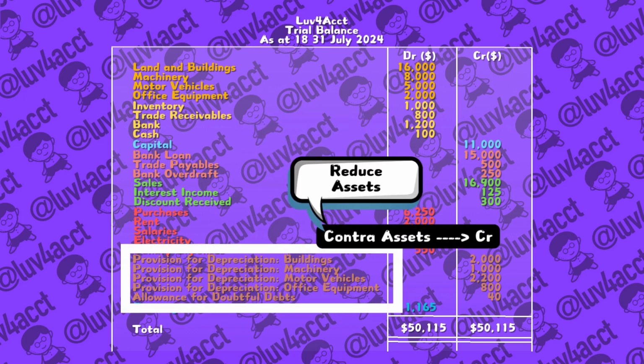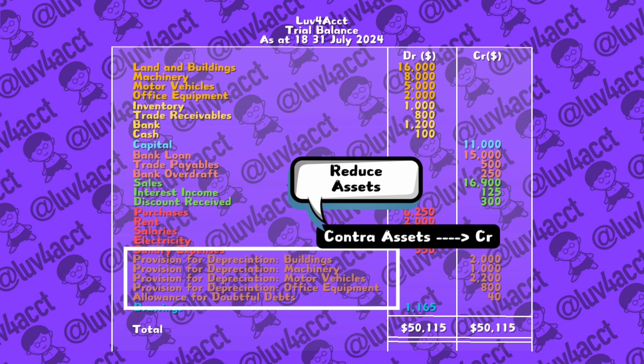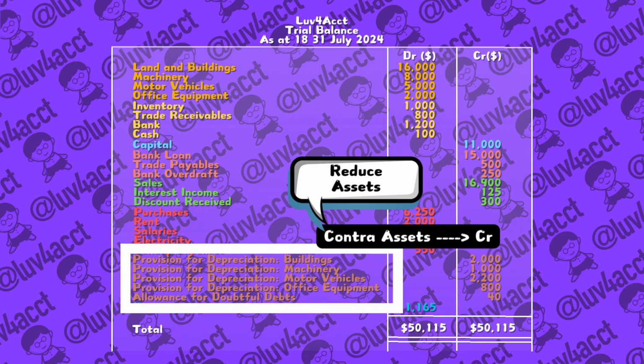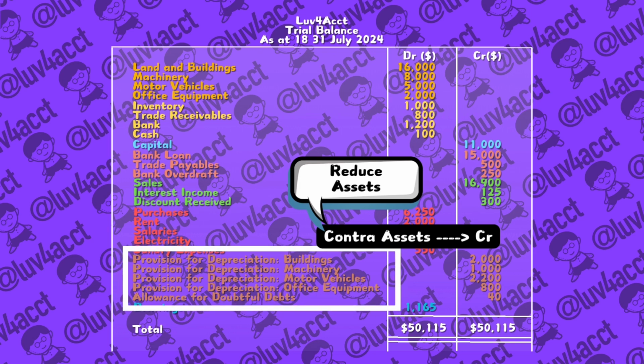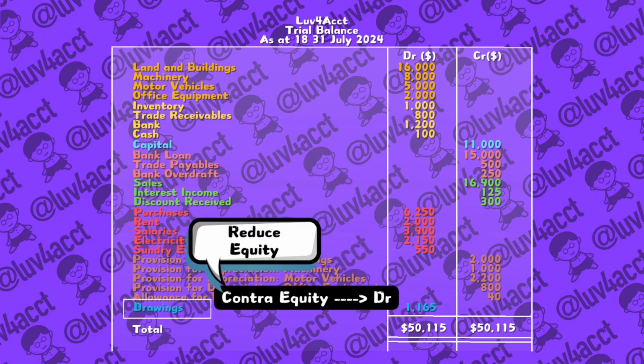Here, we also see some new terms. Provision for depreciation and allowance for doubtful debts are both what we call contra-asset items. These items are created to reduce the value of assets, so they are opposites of assets, going to the credit side. Drawings are cash and other assets taken by owners, so they are contra-equity items, debit.